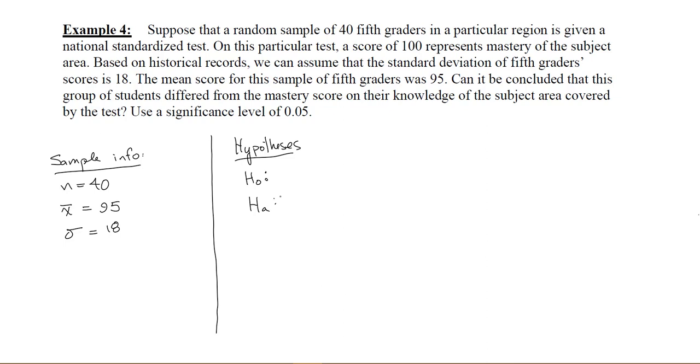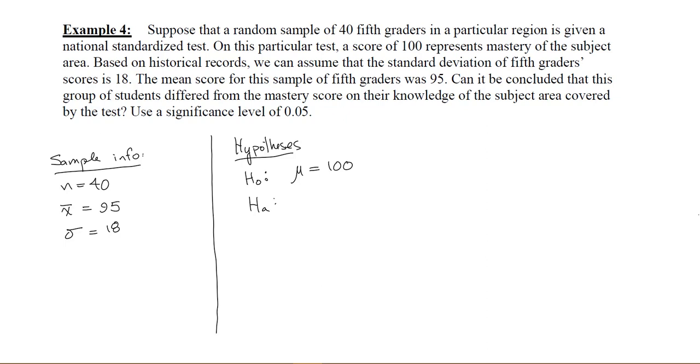We're trying to find out if the population of fifth graders represented by this sample, so that would be the population in this particular region of the country, we want to figure out if that population seems to be different from 100 or not. So what that means is, is our population different from 100? So 100 is my benchmark, so for my H0, I have mu, that's my population mean, is equal to 100. That's the hypothesis that we're going to test.